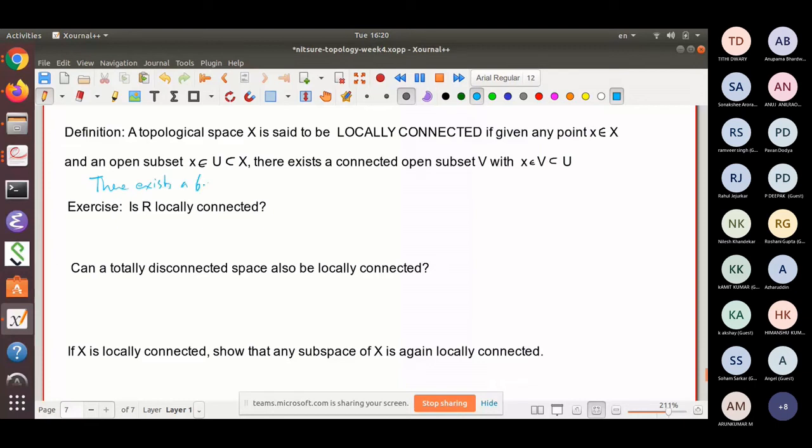A basis for the topology of X consisting of connected open sets. So such a space is called locally connected, you see.